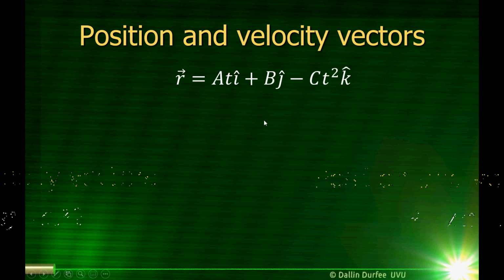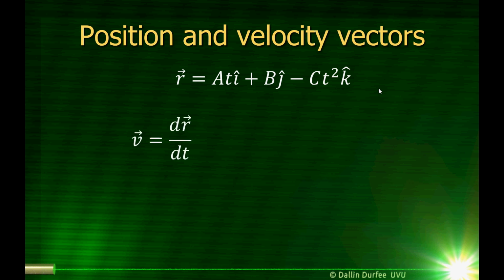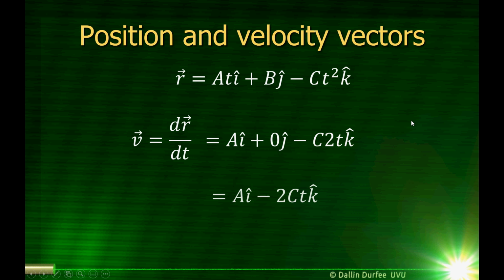So for example, if my position is given by a constant times t i hat plus a constant j hat minus a constant times t squared k hat, the velocity is just the derivative of that position with respect to time, which would be a times i hat, because a is a constant and the derivative of t is 1. b is a constant, and the derivative of a constant is 0. c is a constant, the derivative of t squared is 2 times t, and I can simplify that. There is the velocity of my object if its position as a function of time is given by that. And that's the end of our discussion on derivatives.